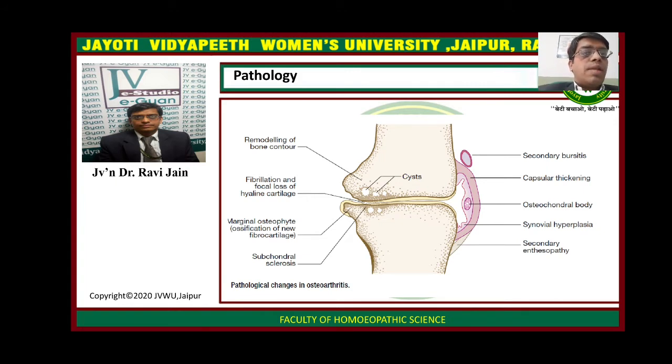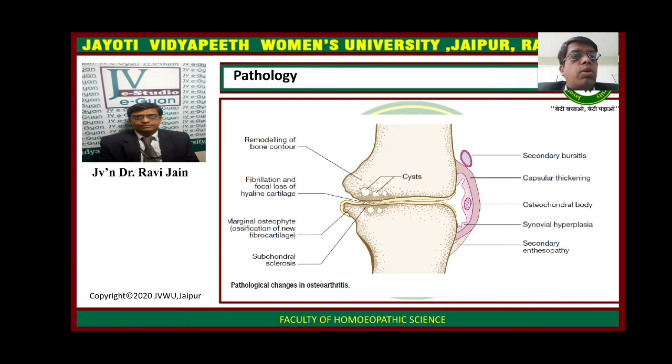There will also be subchondral sclerosis. There will be secondary bursitis and capsular thickening. The synovial capsule will be thickened. There will be osteochondral bodies, synovial hyperplasia, and secondary enthesopathy. These are the various changes that are occurring in the particular joint that can lead to the development of osteoarthritis. So this is basically the pathology of osteoarthritis.